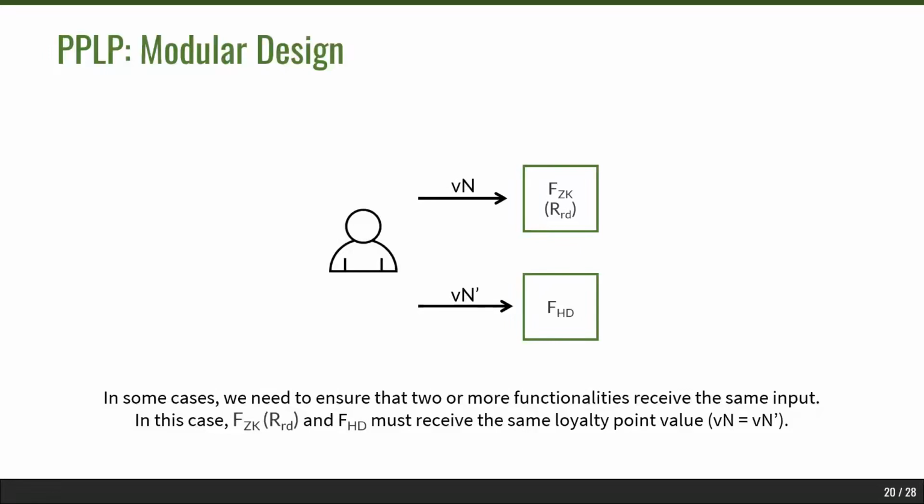Because we're using multiple ideal functionalities, we need to ensure that 2 or more of these functionalities receive the same input in several instances in our protocol. So for instance, we need to prove that we are reading the same loyalty point value from the reader's database, whilst we're proving this to the updater by sending it to an ideal functionality for zero knowledge.